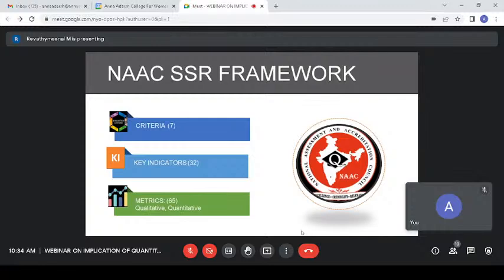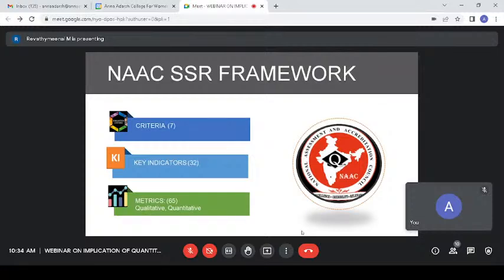These are the weightages that you are able to see of the key indicators. Key indicator number 1 happens to be curricular aspects. 2 is teaching, learning, and evaluation. 3 happens to be research, innovation, and extension. 4th happens to be infrastructure and learning resources. 5th happens to be student support and progression. 6th happens to be governance, leadership, and management. And the 7th criteria happens to be institutional values and best practices. The total score here happens to be 1000.